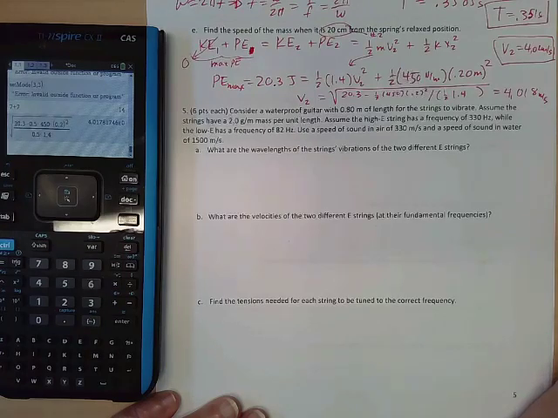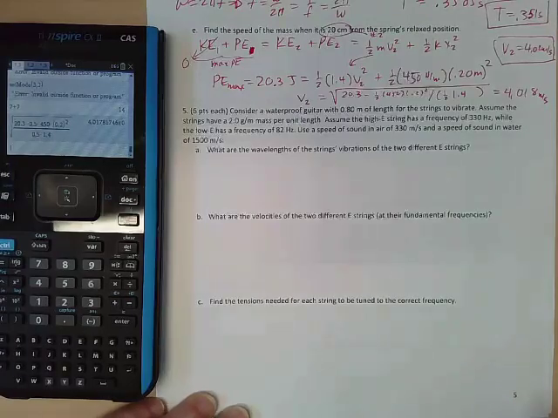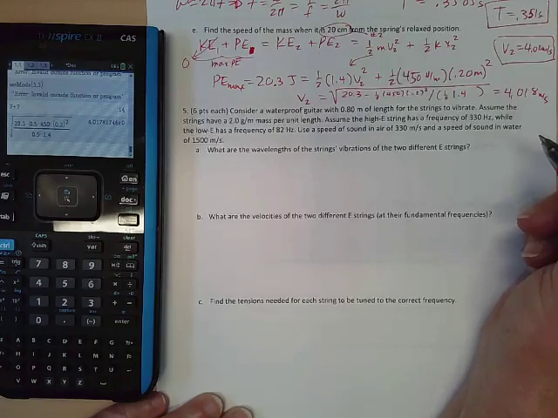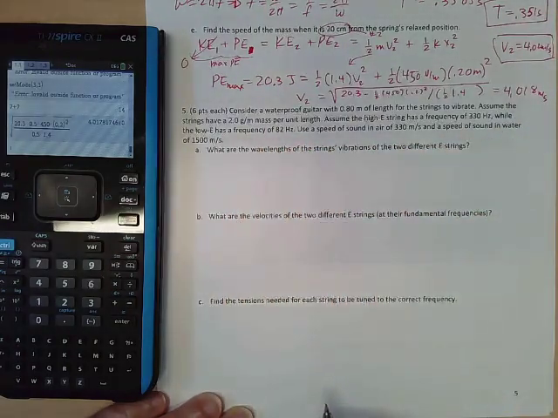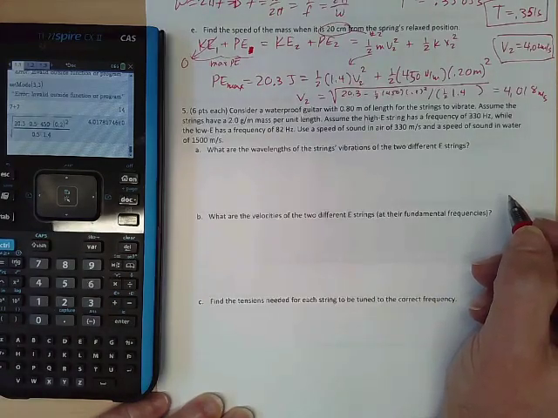Alright, so a guitar has 6 strings, and the 2 outer ones, the fattest and the skinniest, the biggest and the smallest, are both E's. So we're just kind of assuming they're all the same grams per meter, which is probably not right, but we're going with it. Okay, so we need to find the wavelength.